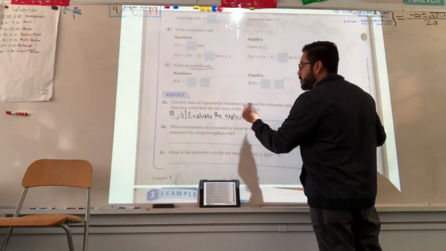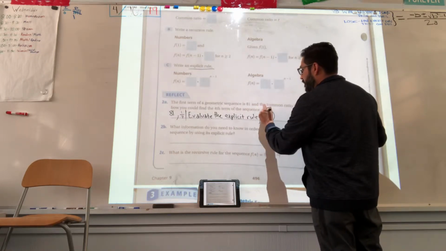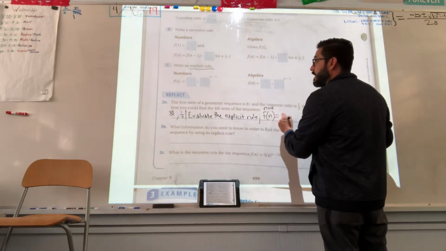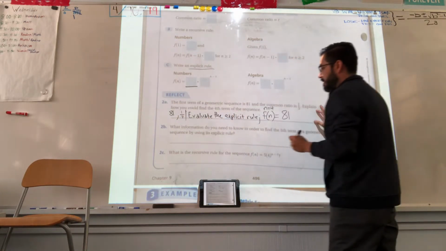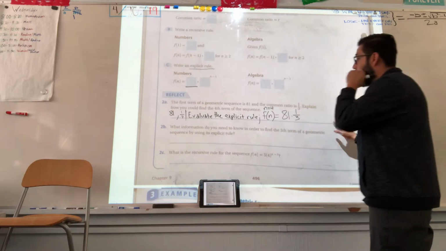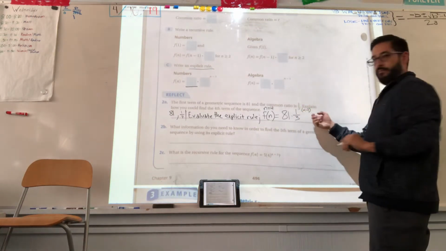Okay, and our explicit rule will be function of n. Okay, and remember n equals 4. That's what we're looking for here. The fourth term is going to equal 81. That's the one that we started with. 81 times 1/3 to the 4 minus 1 power.